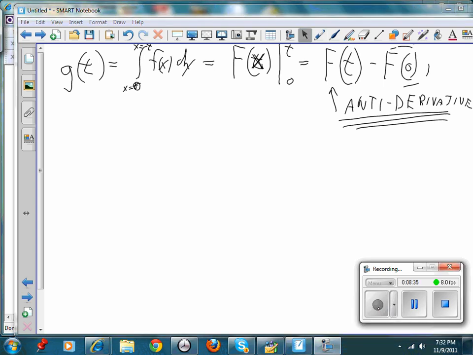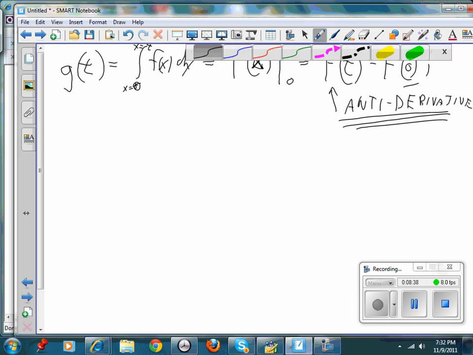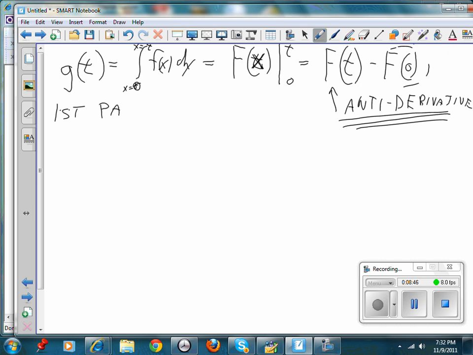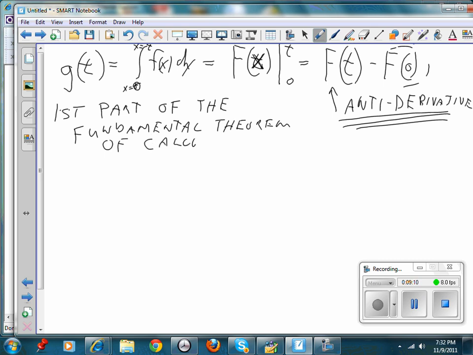Okay, now what they're going to call the first part of the fundamental theorem. Such a highfalutin name. The first part of the fundamental theorem of calc. Okay, I don't want to write that out too much.